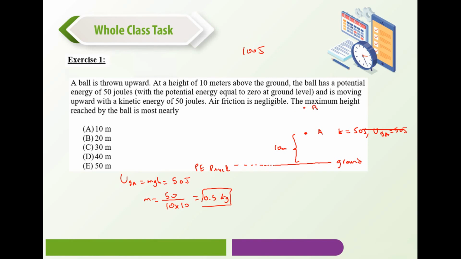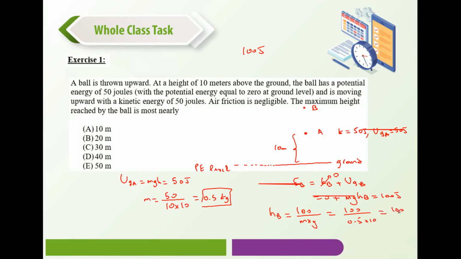Let me say that B would be the maximum height, so the energy at B would be equal to kinetic energy at B plus the gravitational energy at B. Because this is maximum height, the speed momentarily will be 0. That would be 0 plus mgh at B, which is 100 joules, and we're interested in determining hB. Then hB would be given by 100 divided by m times g, which is 100 divided by 0.5 times 10. That would be 100 over 5, and that would be 20 meters. And the correct answer in this case is B.